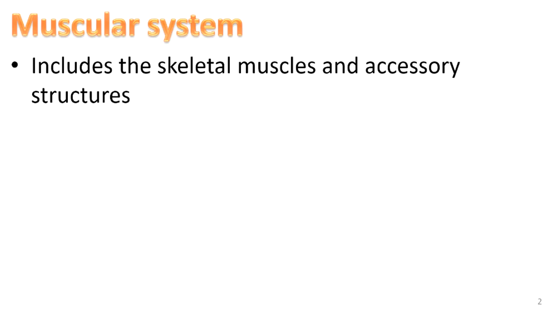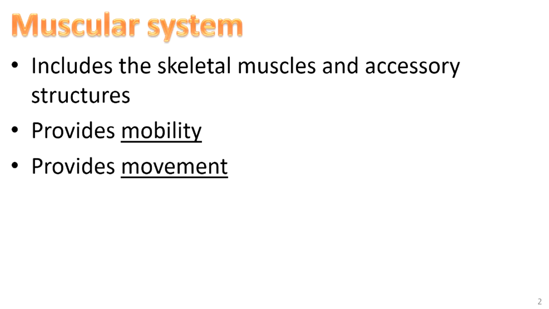Okay, so the muscular system includes the skeletal muscles and accessory structures, and we'll talk about what all of those things are. Some of the things that it does: it provides mobility, and mobility is being able to move through your environment, like walking, jumping, things like that. It provides movement, and that's not necessarily moving through your environment, but just moving your arms and legs, being able to eat, feed yourself, that sort of thing.